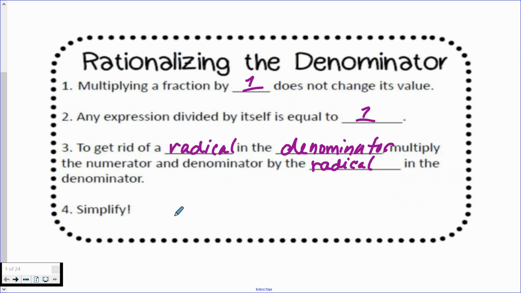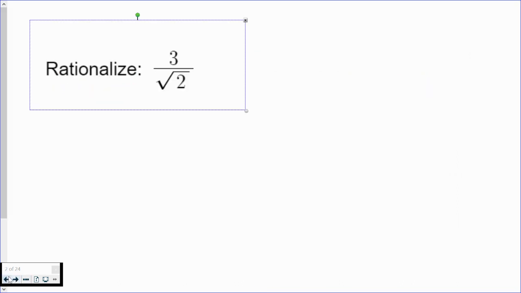Okay, so let's go over a couple examples for those. And so the ones that we're going to be doing in geometry, you only will have either a radical of the square root of 2 or square root of 3, because we're looking at these with our special right triangles. And so for this one here, we have square root of 2 in our denominator. We want to not have that.